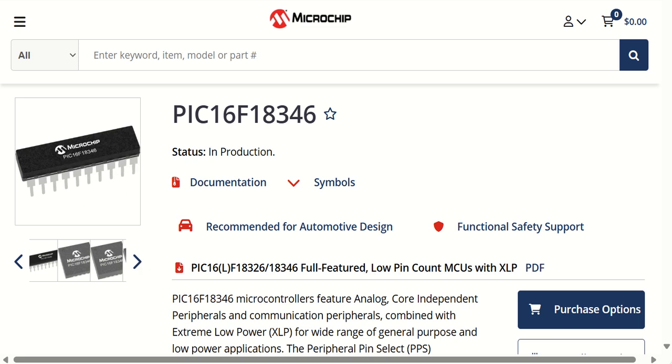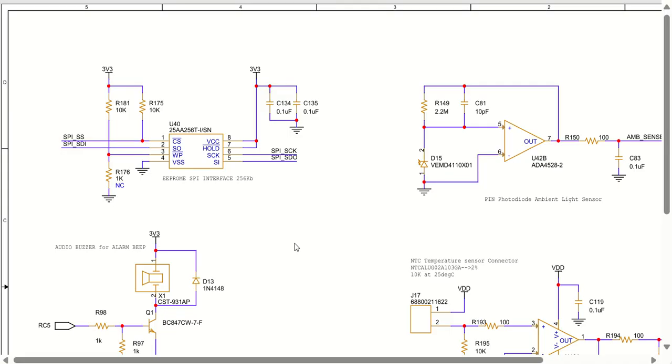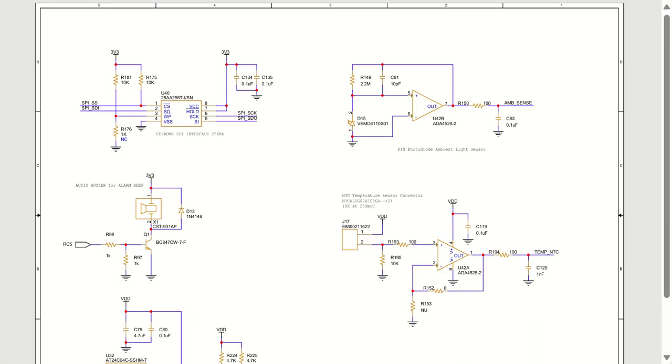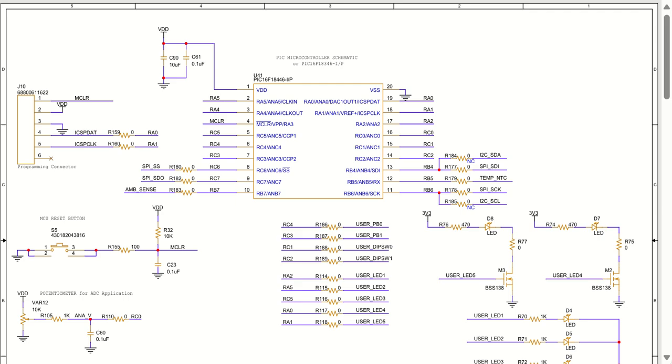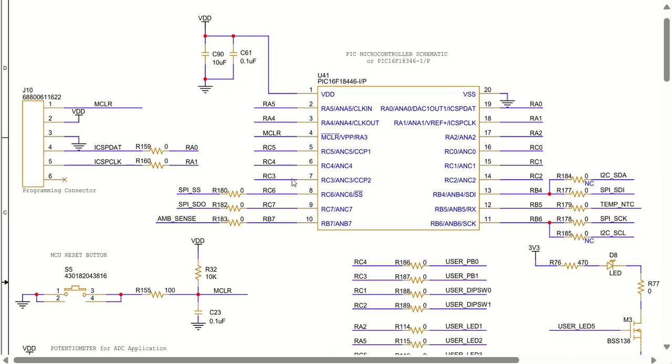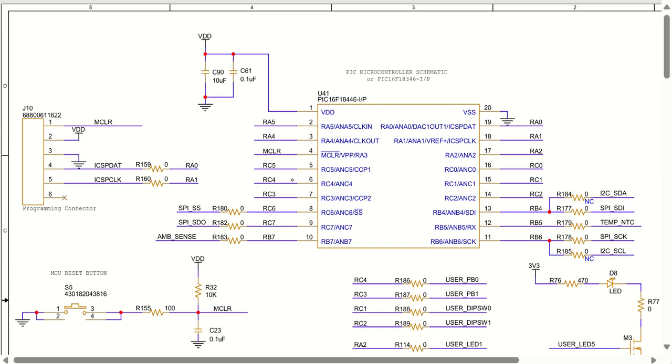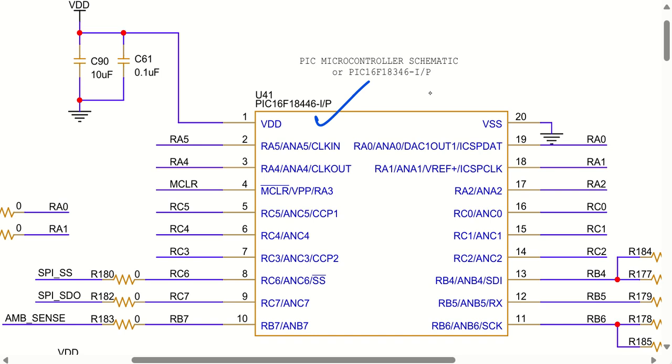So what I will do is I'll open the circuit, and as you can see, we have the complete circuit here. This is the part number for the microcontroller, which is PIC16F18446. Otherwise, you can also utilize PIC16F18346 because both the part numbers are pin to pin compatible.